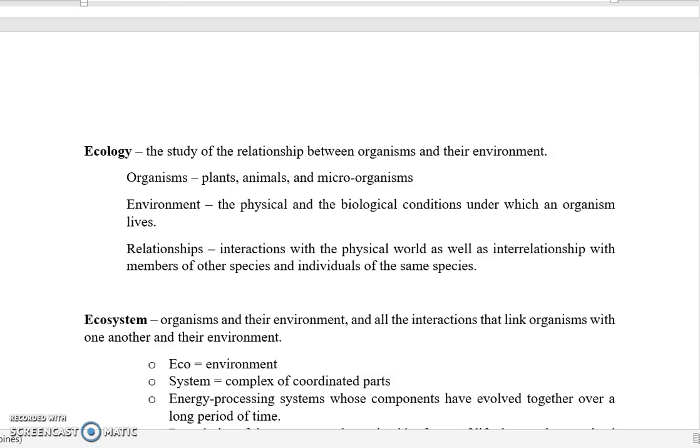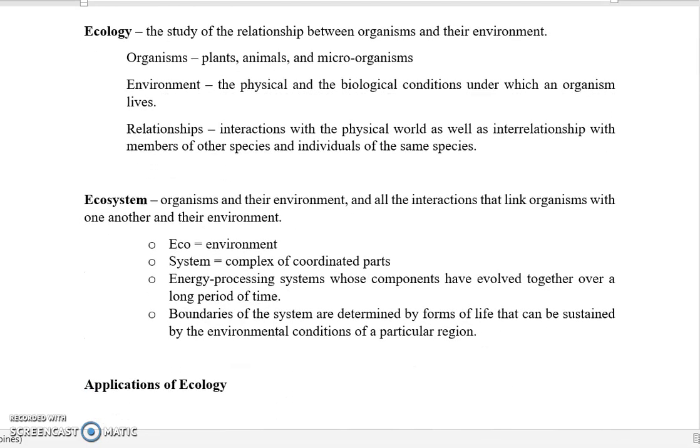Okay? Now, another very important concept when we study ecology is ecosystem. Now, ecosystem is defined as the organisms and their environment and all the interactions that link organisms with one another and their environment. Again, we say eco, that is the environment. System, when we say system, that's a complex of coordinated parts.